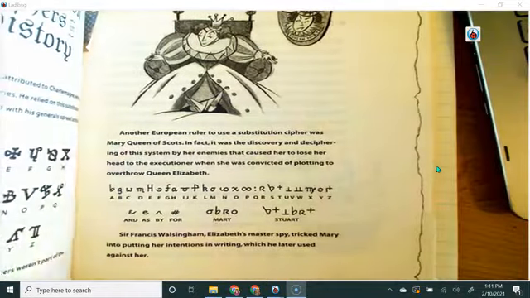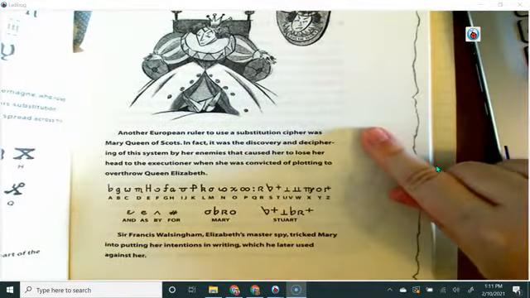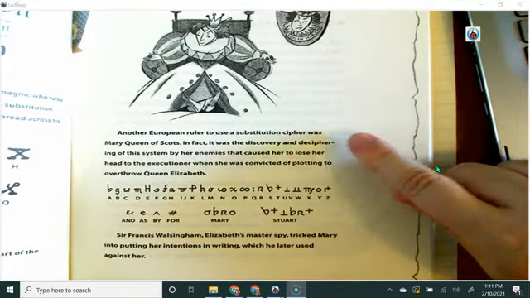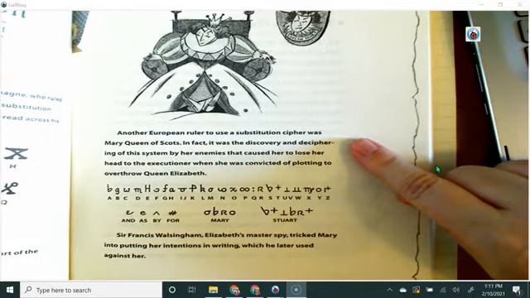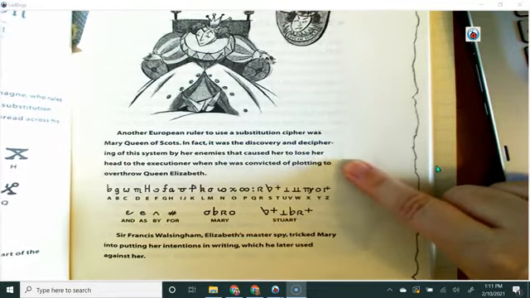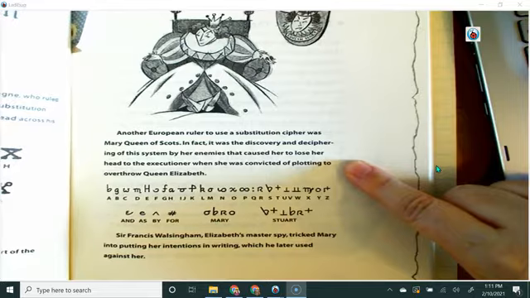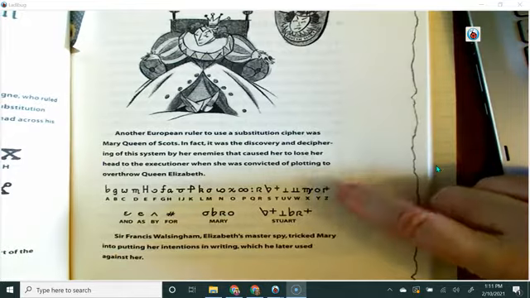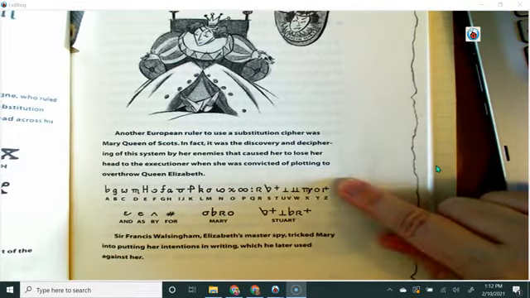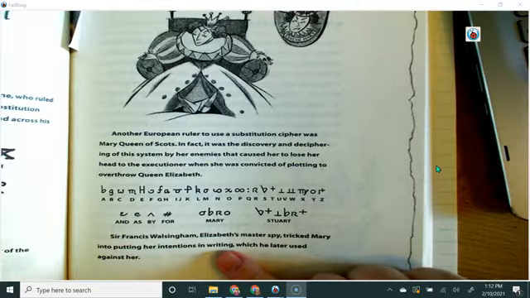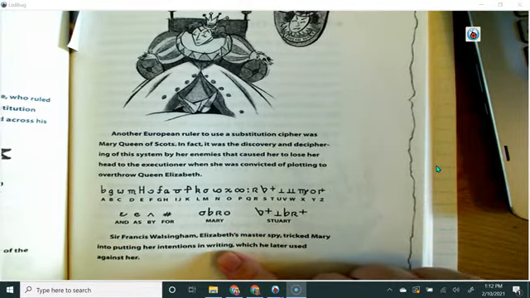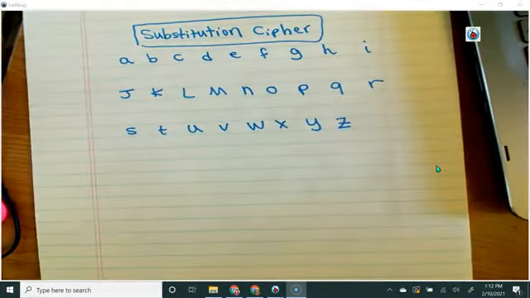Another example of a European ruler who used a substitution cipher was Mary Queen of Scots. In fact, it was the discovery and deciphering of this system by her enemies that caused her to lose her head to the executioner when she was convicted of plotting to overthrow Queen Elizabeth. You can see that they're using different letters and symbols to substitute for the original letters. It says Sir Francis Walsingham, Elizabeth's master spy, tricked Mary into putting her intentions in writing, which he later used against her. So two really interesting examples from history.